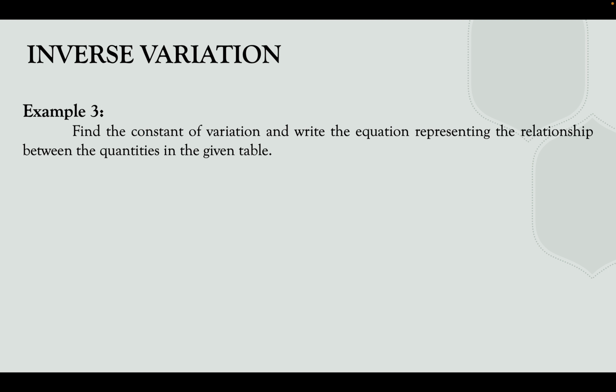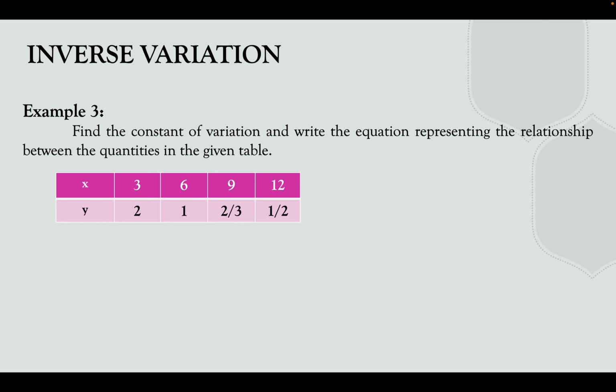Okay, let's try this one. Find the constant of variation and write the equation representing the relationship between the quantities in the given table. Let's analyze first the given table. So your values of x and y. Your x there, as you can see, is 3, 6, 9, 12. That means your x is increasing. Now you look at the y. Y is 2, 1/2, 2/3, and 1/2. As you can see, the quantity of y there is decreasing. That means when your x quantity is increasing and your y is decreasing, the given table here is an inverse variation.